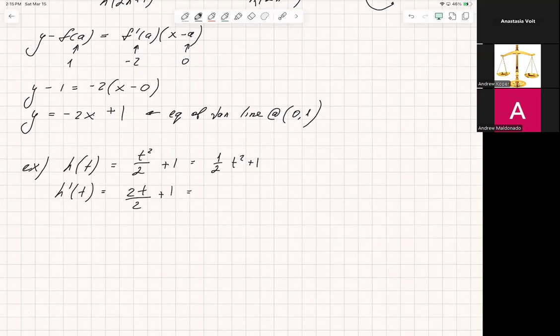So now we can simplify. Sorry, not plus 1. We don't have plus 1 anymore. So this guy will become 0, right? Because the derivative of a constant is 0.